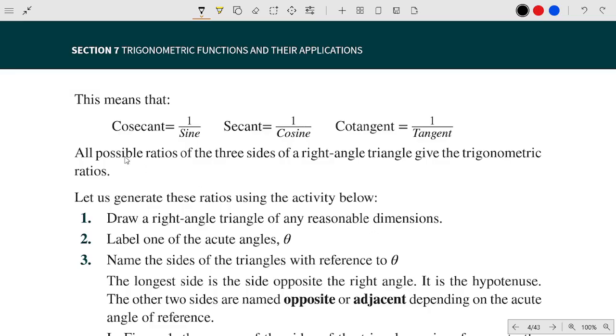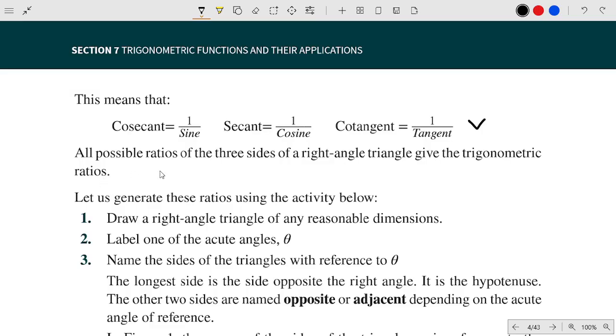So this means that cosecant can be written as 1 on sine. We have the secant, which is 1 on cos, so this secant here is the reciprocal of the cosine. We have the cotangent, which is equal to 1 on tangent, or 1 on tan.